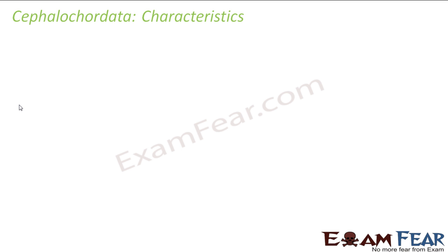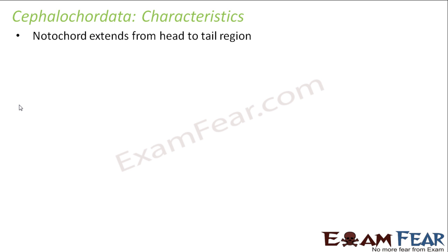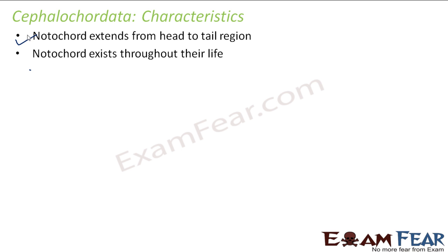So let us talk about Cephalochordata. Let us see where the notochord is present in Cephalochordata. So here the notochord extends from head to tail. So throughout the body it is present. It exists throughout life. So these are the two differences between Urochordata and Cephalochordata. In Urochordata, it exists only till the larval stage. Here it exists throughout life. In Urochordata, it extends only in the tail region, and here it extends from head to tail.